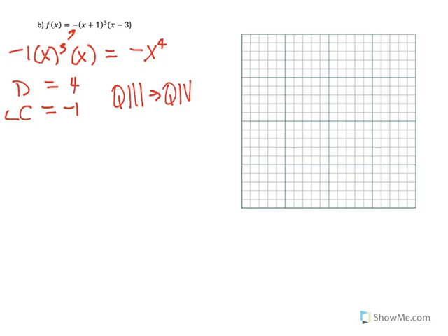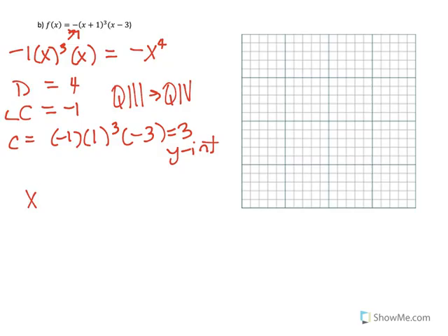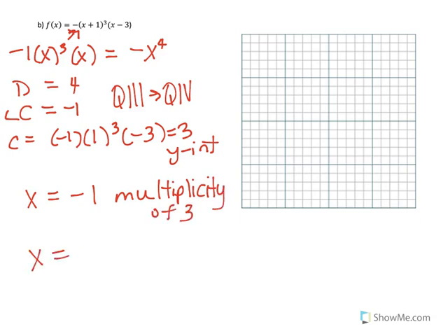Let's find our y-intercept, so we're going to do negative 1 for our outside, don't forget the outside, times 1 to the power of 3 times negative 3. So our y-intercept will be at 3. Okay, x-intercepts. We have 1 at negative 1, and it has a multiplicity of 3. And we also have an intercept at 3. So let's graph this.